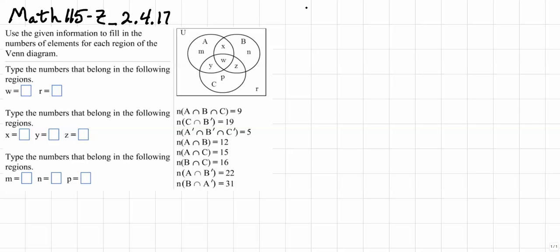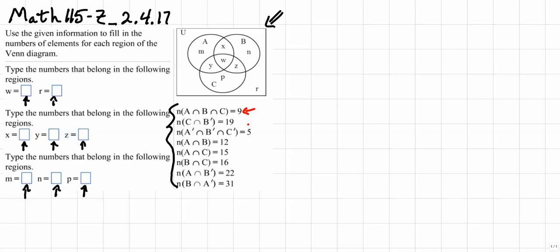Use the given information to fill in the numbers of elements for each region of the Venn diagram. Now we're given this Venn diagram right here, and then we're given information that we will use to fill in these missing components here. In other words, we're going to determine what numbers go into each one of the regions in the Venn diagram. And we're going to start with this first one.